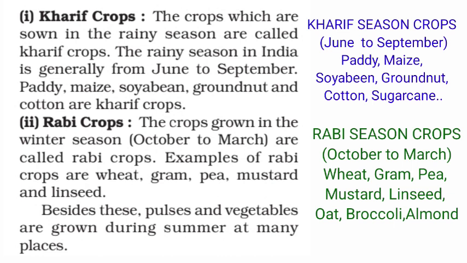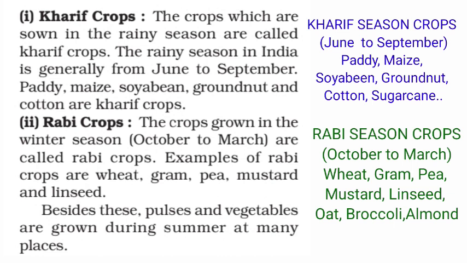The crops grown in the winter season are called Rabi crops. Rabi season occurs from October to March. Examples of Rabi crops: wheat, gram, pea, mustard, and linseed. We can add oat, broccoli, almond, etc. also, which are grown in this winter season, commonly called Rabi crops or Rabi season crops.